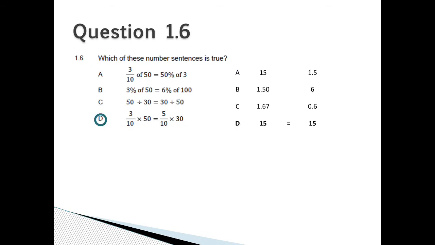3 over 10 of 50 is equal to 15, and 50% of 3 is equal to 1.5. So A is false. 3% of 50 is equal to 1.5, and 6% of 100 is equal to 6. So B is false. 50 divided by 30 is equal to 1.67, and 30 divided by 50 is equal to 0.6. So C is false. 3 over 10 times 50 is equal to 15, and 5 over 10 times 30 is equal to 15. So the answer for D is true.